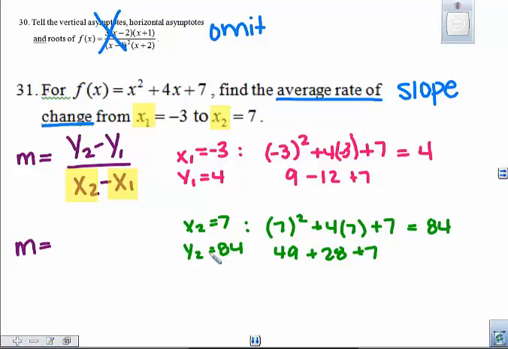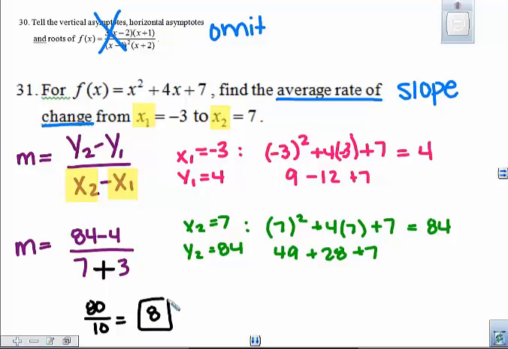So the change in y is 84 minus 4 over the change in x, which is 7 minus -3. Don't forget, minus a negative is actually plus positive. So you end up with 80 over 10, which is 8. So your average rate of change is 8.